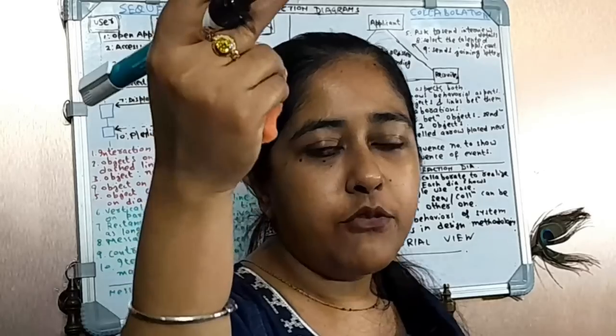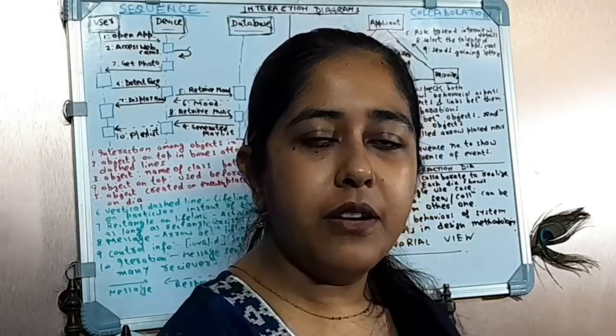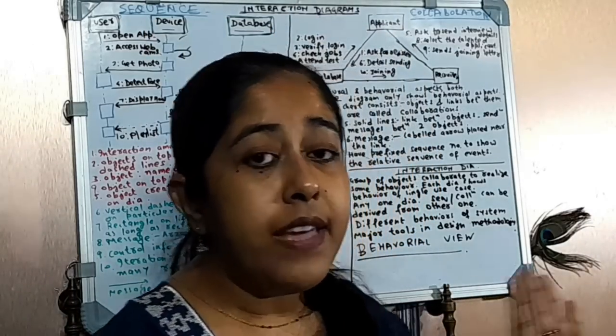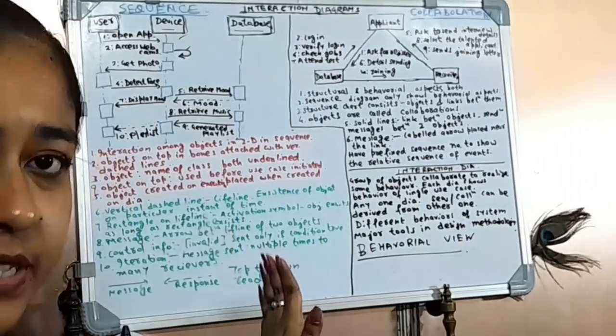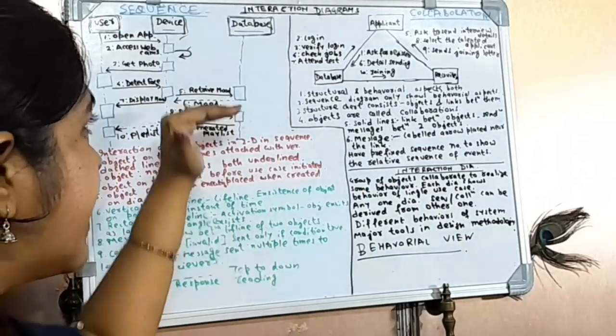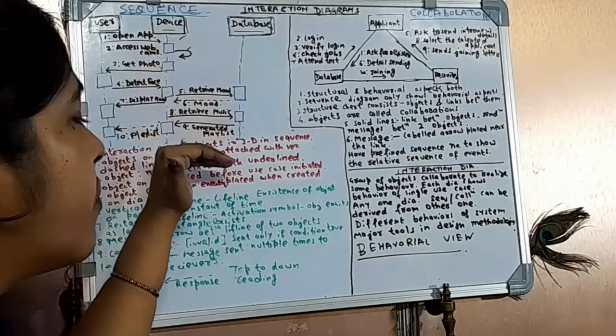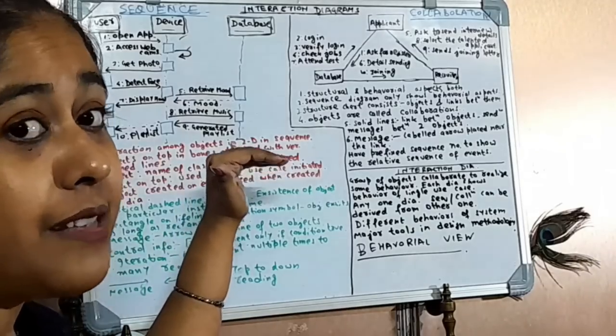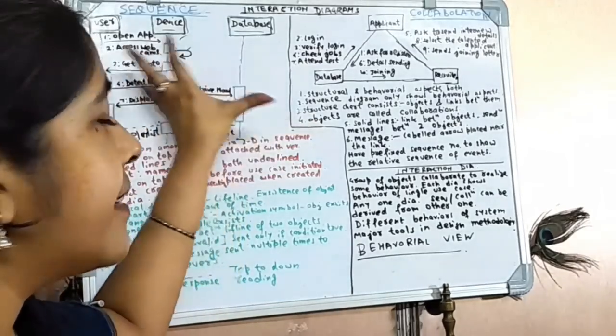And in order you have to write above the arrow, and in response you have to write below the arrow. These are the things that happen in a sequence diagram, and each and every time you have to read the sequence from top to bottom. It is the main thing. You cannot write in a haphazard manner.